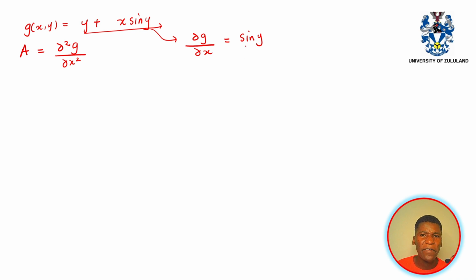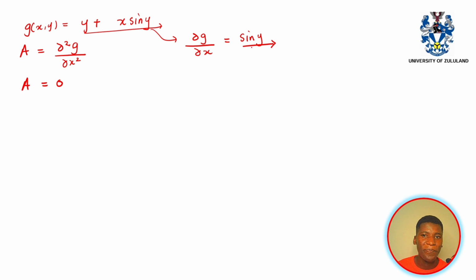In this case, if you differentiate sine y with respect to x, this is going to give you 0 because sine y does not contain x in it. So we treat it as a constant. And in this case, y is not a function of x, so this is not a single variable function. So basically here, the value of a will be 0.